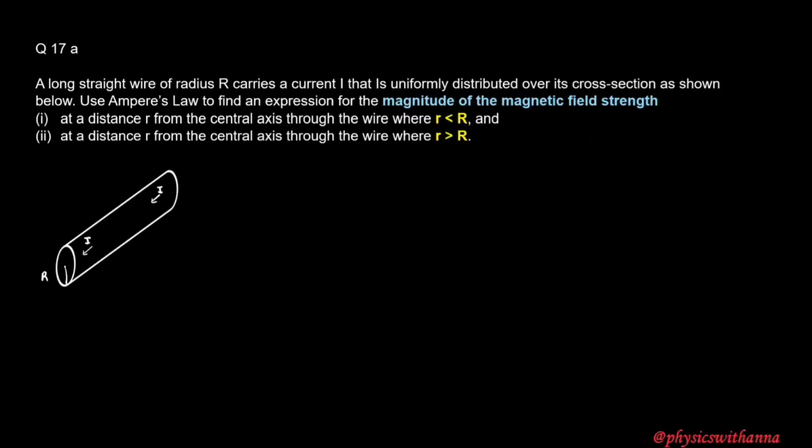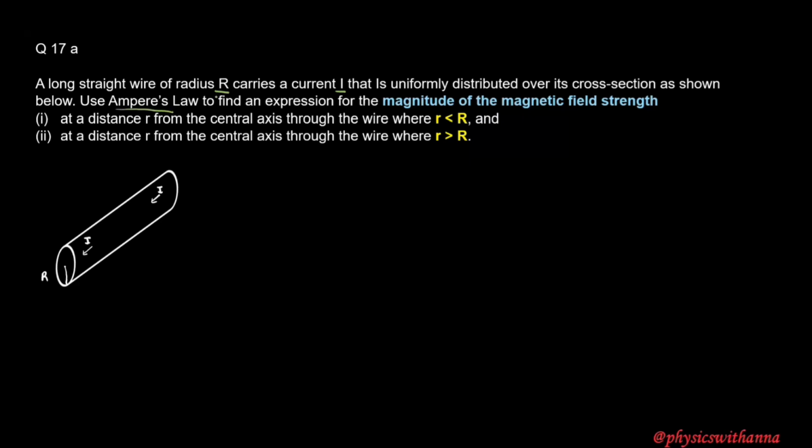In this video, we are going to discuss how to calculate magnetic field due to a long straight wire carrying current at a distance r perpendicular to the axis of the wire at points which are inside the wire and outside the wire. So here in this question, you have a long straight wire of radius R that carries a current I that is uniformly distributed over its cross section as shown below.